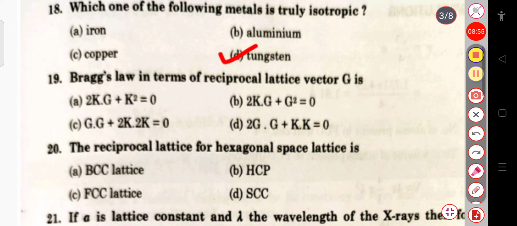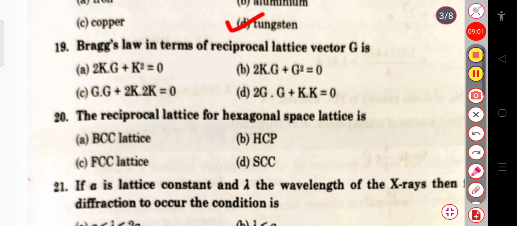The next question is, Bragg's law in terms of the reciprocal lattice vector G is 2k dot G plus G square equal to 0. So this is Bragg's law in terms of the reciprocal vector G: 2k dot G plus G square equal to 0.